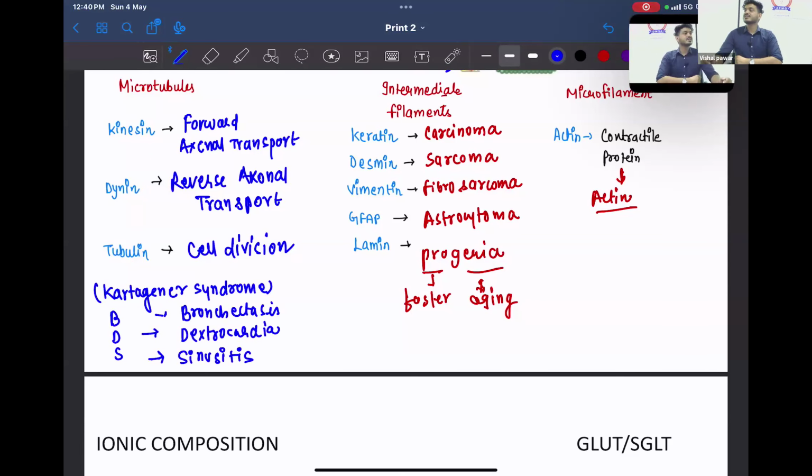The function of cilia is to do the movement in a unidirectional manner. Unidirectional movement happens in cilia, right? It is going to do the unidirectional movement. Now what is going to happen? Let's try to understand this. Sinusitis means you will be having a mutation of this particular thing.